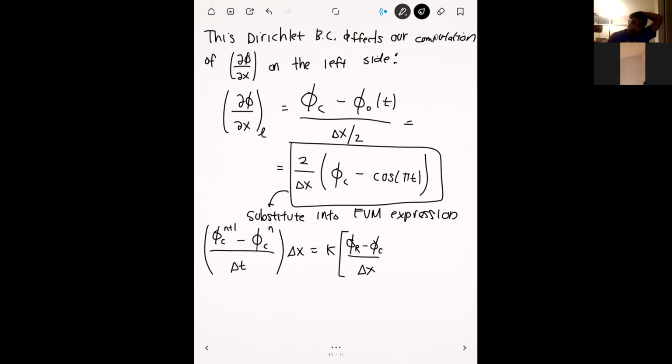And instead of our expression for partial phi partial x on the left side, let me plug in what we have up here. So we have minus 2 divided by delta x times phi sub c minus cosine of pi t. And so this now is our finite volume equation for cell 1. And so just like we did last time, we're going to take this expression and solve it for phi sub c at n plus 1. That's going to involve just a little bit of algebra. You multiply both sides by delta t divided by delta x, and then you're going to end up with the expression that I'll have on the next page. Any questions on this so far?